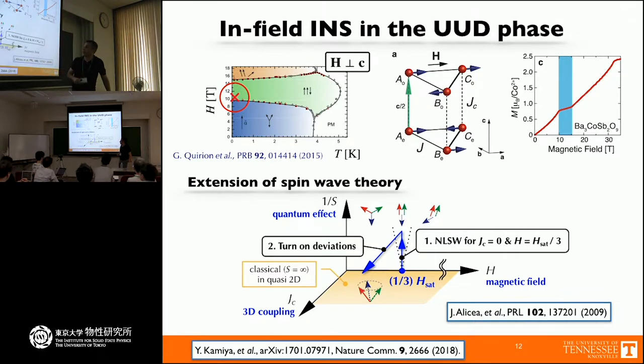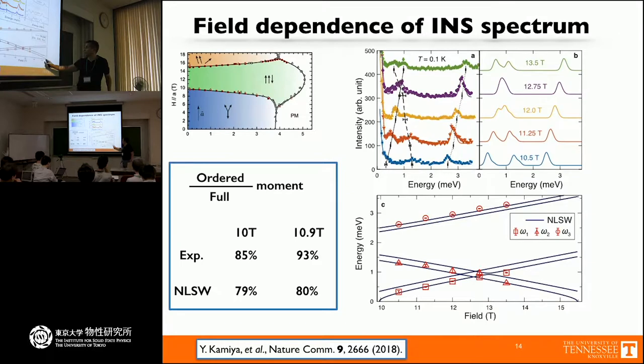You then add the quantum corrections, the 1 over S correction, and you realize that the magnon spectrum is gapped. So now you add the deviation of the magnetic field from that point, and that gap cannot close immediately. It will take some critical fields to close, and that is the way in which it is possible to estimate these two critical fields. And actually, the agreement with the experiment is pretty good. So this was also the first confirmation, I would say, that this kind of approach works pretty well for this model.